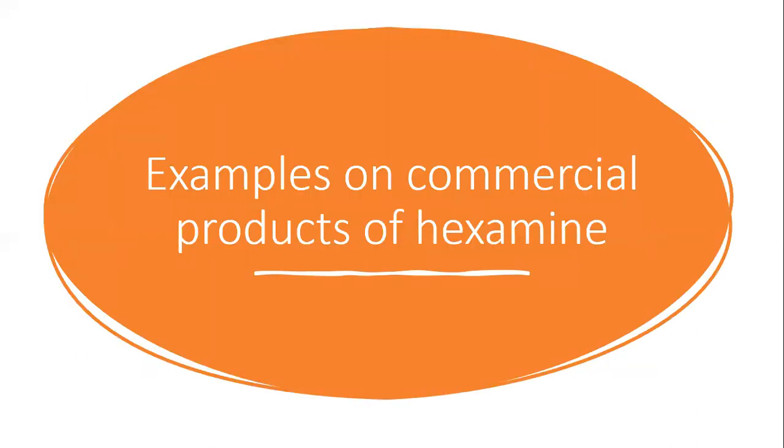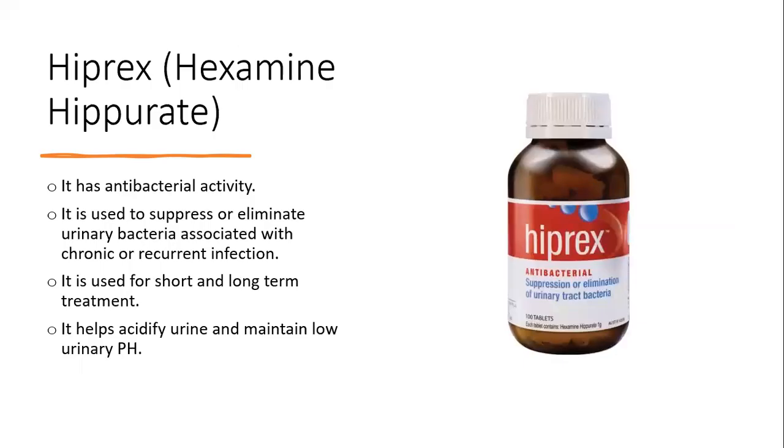Examples on commercial products of hexamine. First example, we have the product named Hiprex, which is a hexamine hippurate. Hiprex has an antibacterial activity, and it's used to eliminate or suppress urinary tract bacteria associated with chronic or recurrent infection. It can be used as a short or long-term treatment, and the way it works is that it helps acidify urine and maintain low urinary pH.